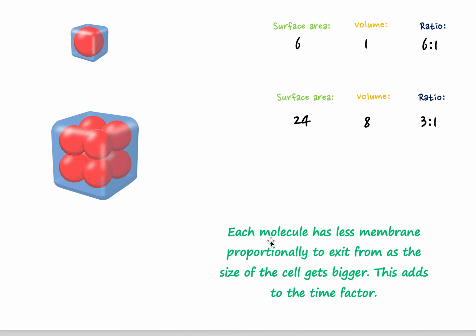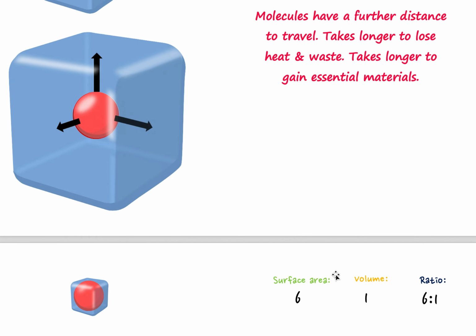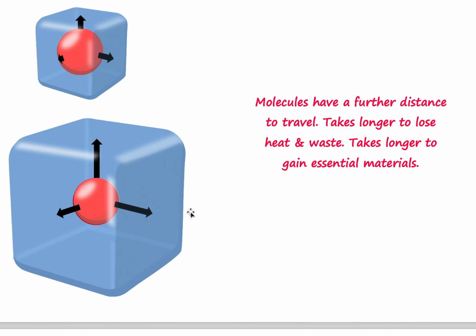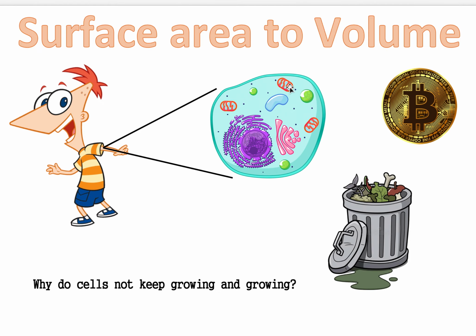So here's the words in a bit more clear terms. Each molecule, as the cell grows, has less membrane proportionally to exit from as the cell size gets bigger, because the surface area increases less than the volume does. Okay, so this again will add to the amount of time and inefficiency for molecules to enter and leave. So overall, this is why surface area to volume matters.